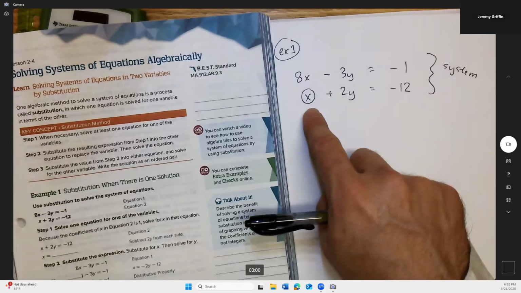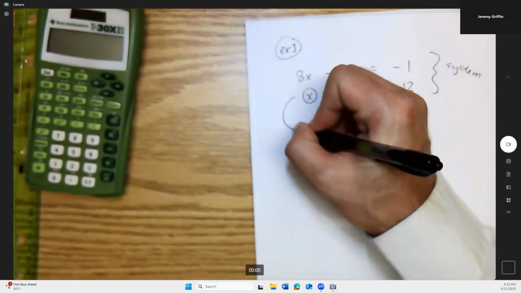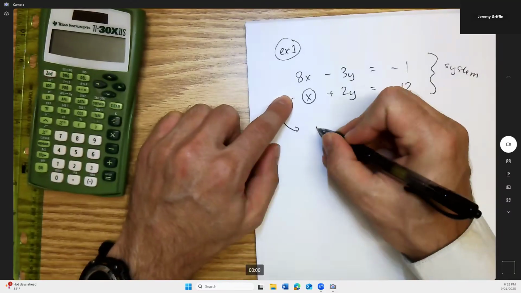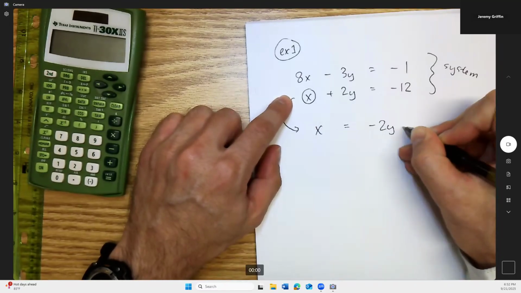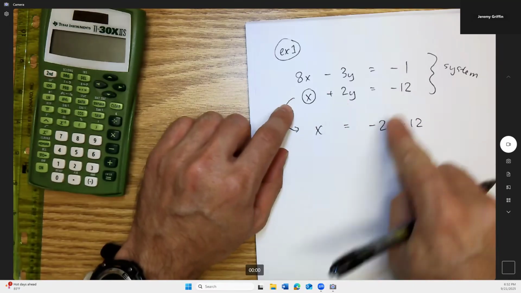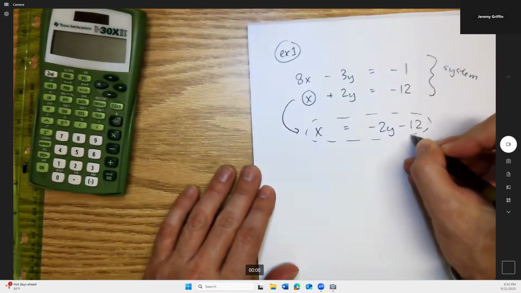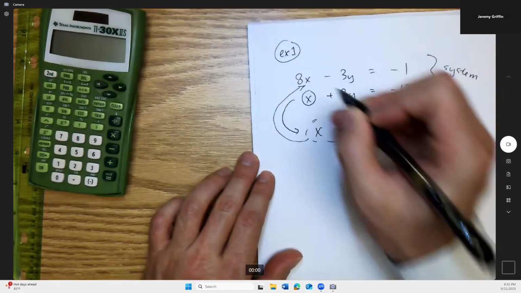I can substitute that into this x right here. So let's see, could I just subtract off the 2y and say x therefore equals negative 2y minus 12? See how I just subtracted 2y over? And so I have this expression right here, and then I can substitute that into that x right there.